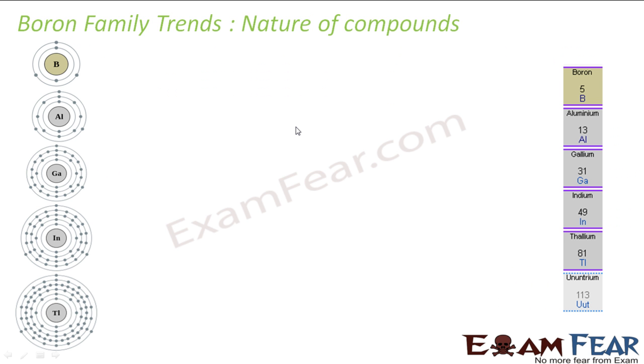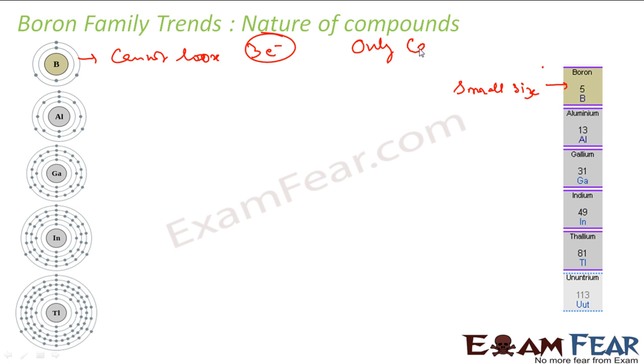Let's talk about the nature of the compounds. So if you see, boron is very small in size, right? Since boron is small in size, it cannot lose 3 electrons. To be stable, since it has 3 extra electrons and in total it has 5 electrons altogether, it cannot give 3 electrons to another element, so it generally shares the electrons. So only covalent compounds are seen here.